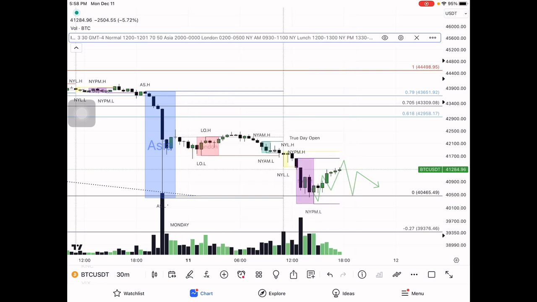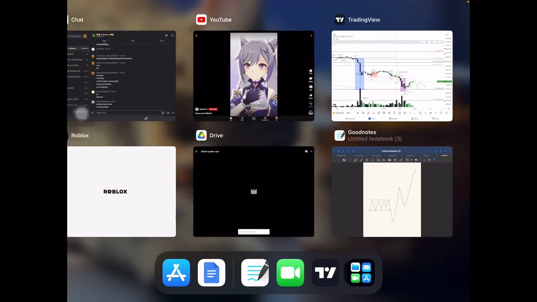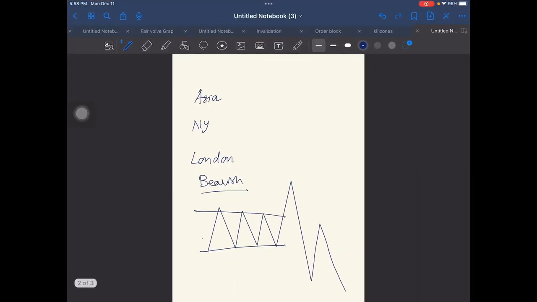All right, so let's take a look at this one. So we have Asia, we have New York, and we have London. These are kill zones, right? Every single zone can be traded differently. Right now we are talking about all of them together, and for each session we have a separate strategy that we need to follow to trade. All right, so right now I'm going to tell you how these move.